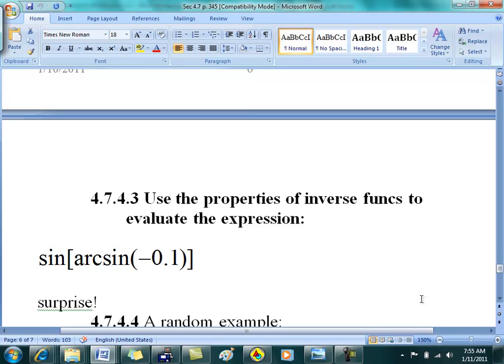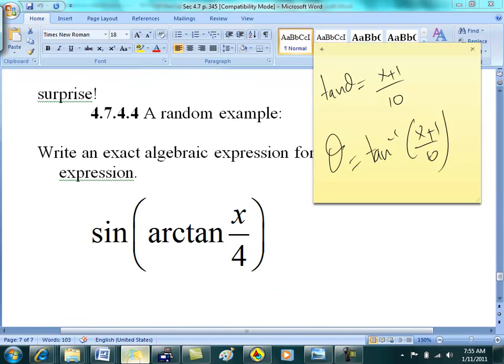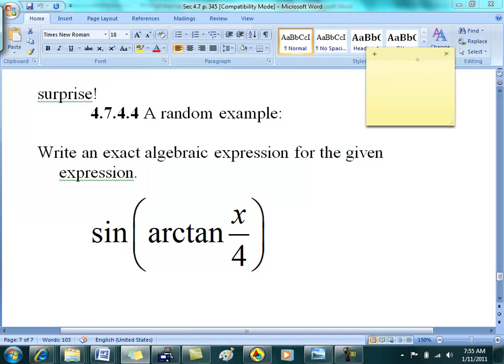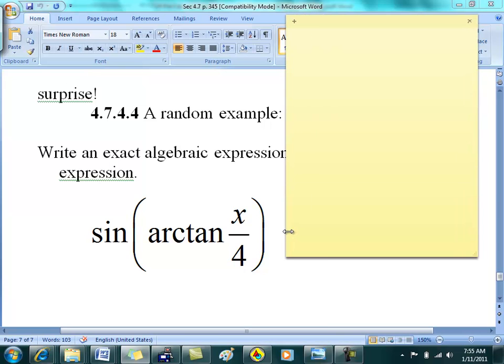Okay, one last example. So remember, arctangent is the same thing as tangent inverse. So I've got sine of arctangent x over 4. Okay, I'm going to break this problem into two pieces. Okay, arctangent, that is tangent inverse of x over 4.